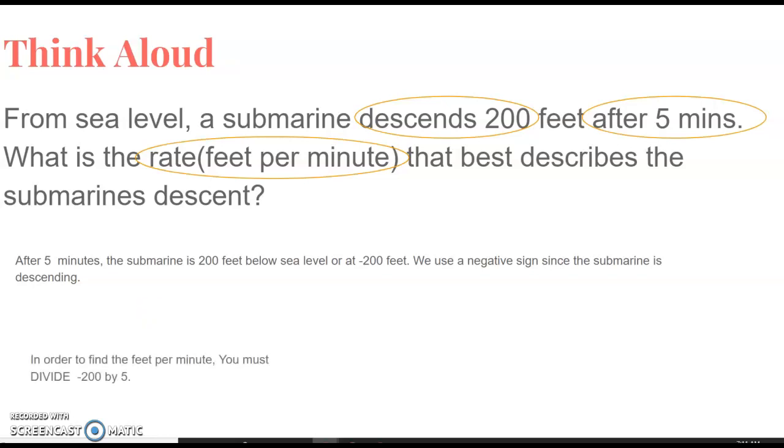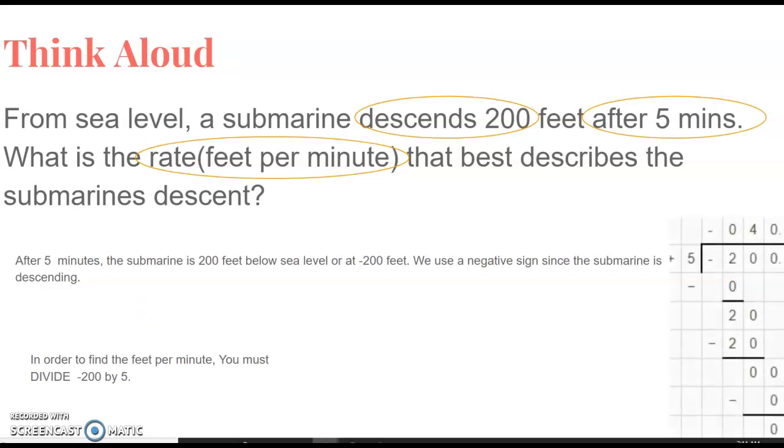Next, in order to figure out the feet per minute, I'm actually going to divide. You must divide negative 200 by 5. So once I divide negative 200 by positive 5, I'm going to end up with a negative 40. So my answer is negative 40.